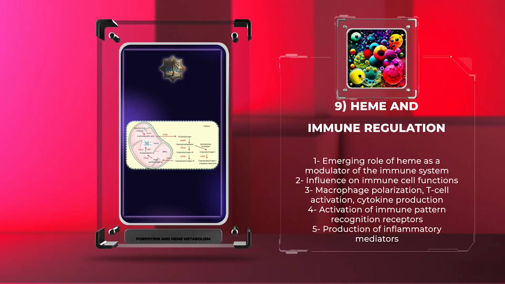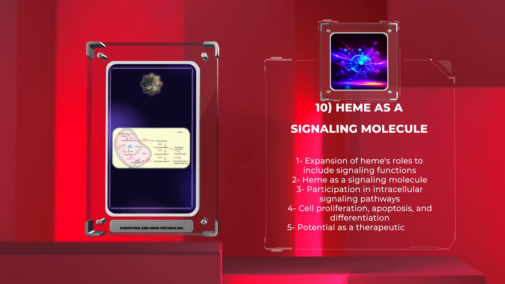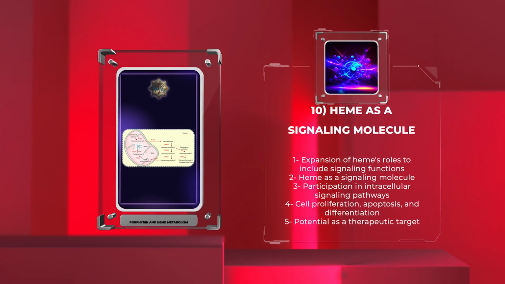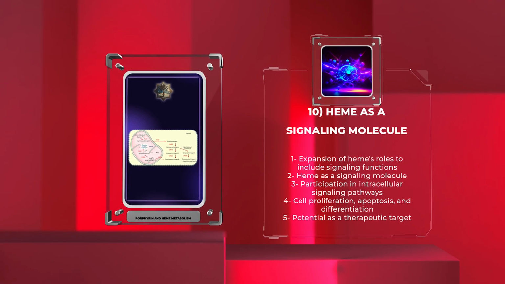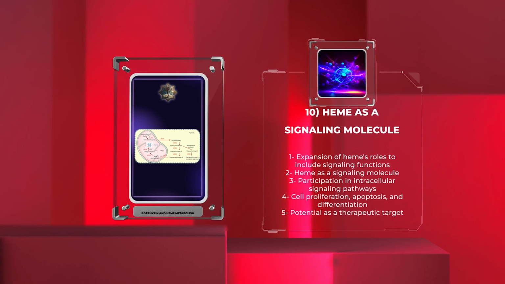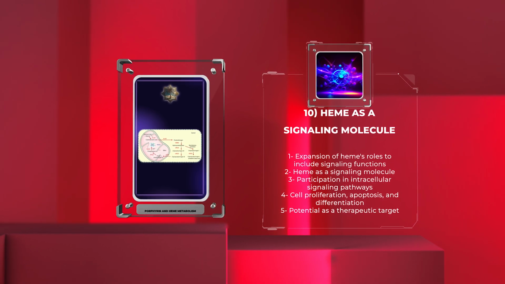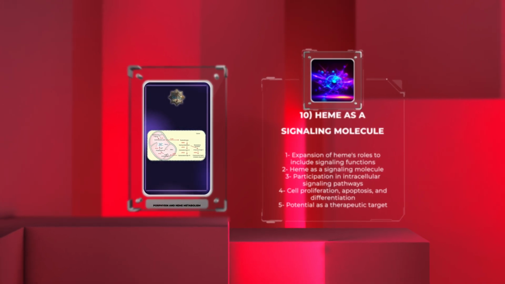In recent years, our understanding of heme has expanded beyond its classical roles to encompass signaling functions. Heme can serve as a signaling molecule, participating in various intracellular signaling pathways, including those involved in cell proliferation, apoptosis, and differentiation. The versatility of heme as a signaling molecule underscores its importance in diverse cellular processes and highlights its potential as a therapeutic target.